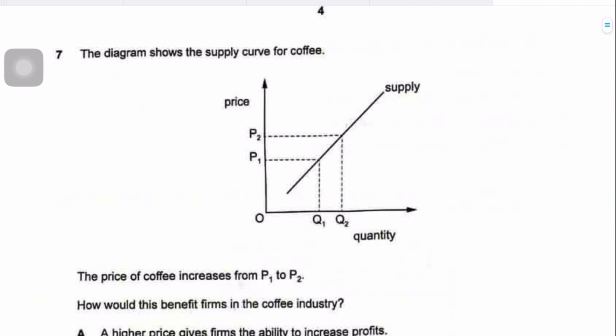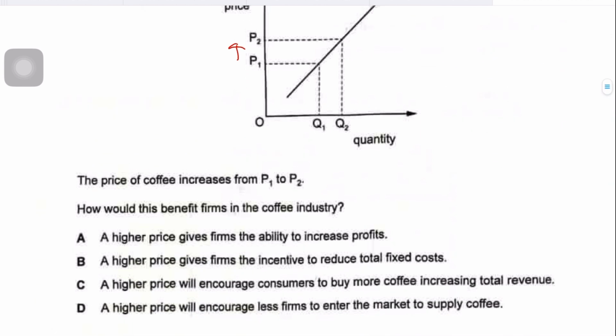So question number 7 says the diagram shows a supply curve for coffee. The price of coffee goes up from P1 to P2. How would this benefit the firms in the coffee industry? Option A says a higher price gives the firms the ability to increase profit.